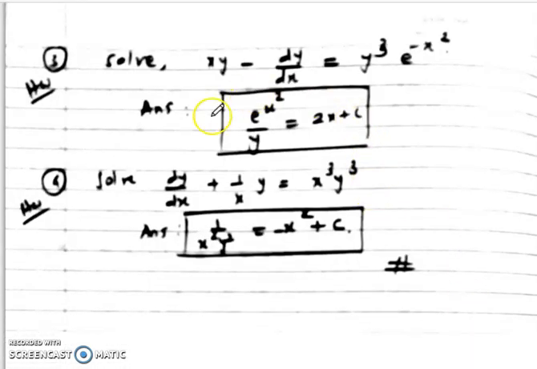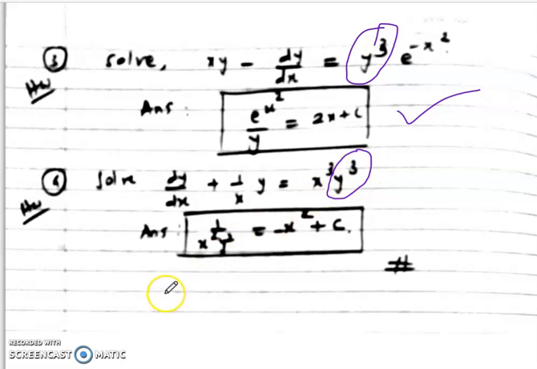These two examples are homework. Solve xy minus dy by dx is equal to y raised to cube into e raised to minus x square. The answer is that. Another question: dy by dx plus 1 divided by xy is equal to x cube y cube. Again this is the Bernoulli case, and first you have to focus: I want only a function of x, that means I have to divide by y raised to cube. Then, taking the assumptions, you will get the linear differential equation.